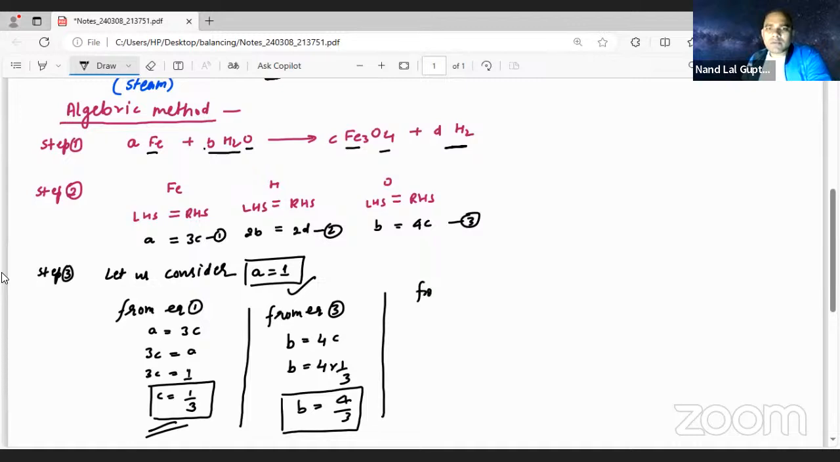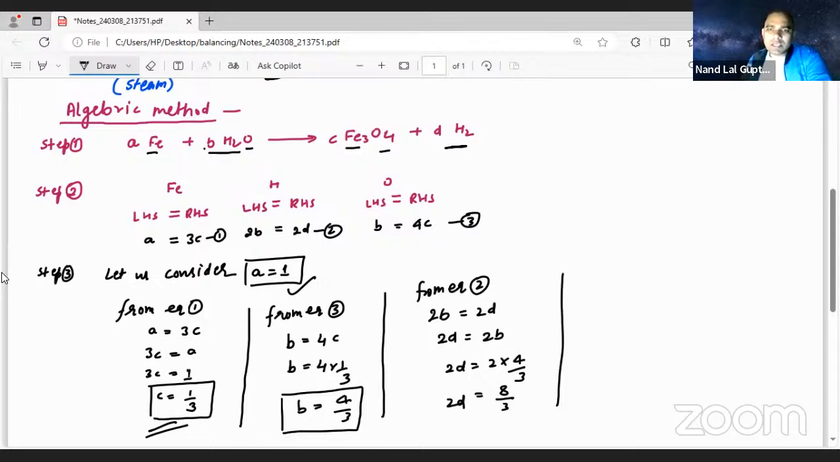From equation 2, 2b is equal to 2d, or you can write 2d equal to 2b. So 2d is equal to 2 and the b value, 4 by 3. So that is, if you are writing, 8 by 3. 2d is equal to 8 by 3.